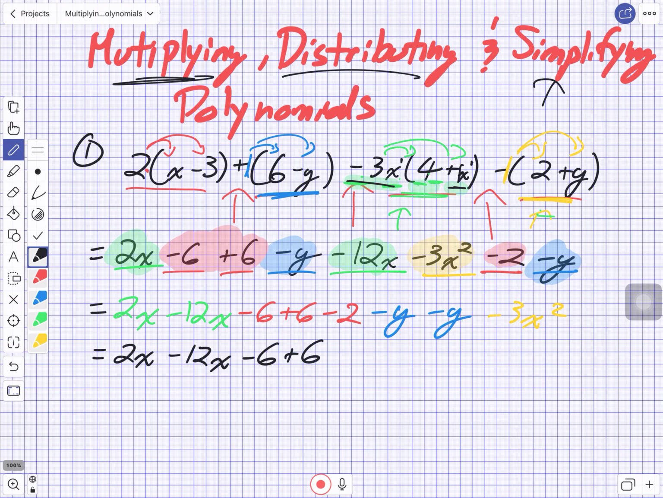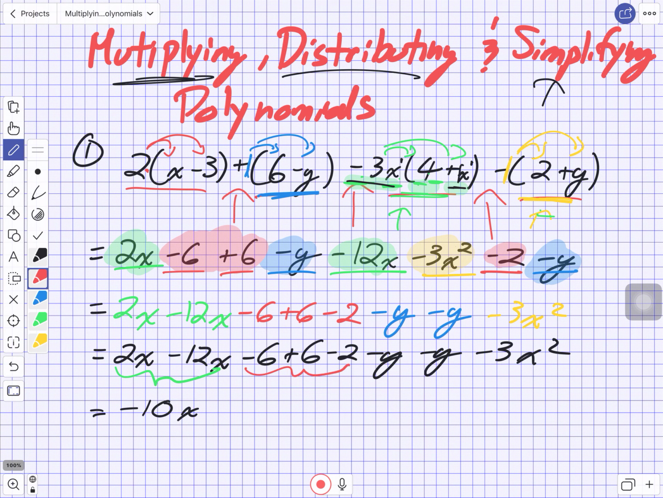Now we actually have to simplify them all. There's a lot to this question. Okay. The first set. Positive 2x minus 12x. We just look at the coefficients. This is 2 minus 12, so that's going to give us negative 10x. Perfect.